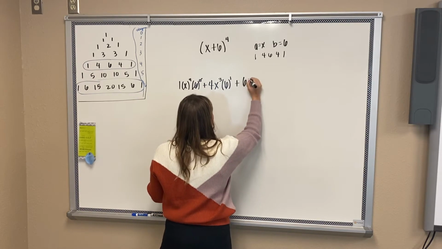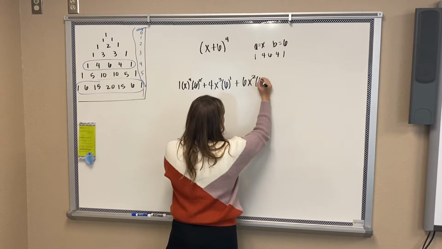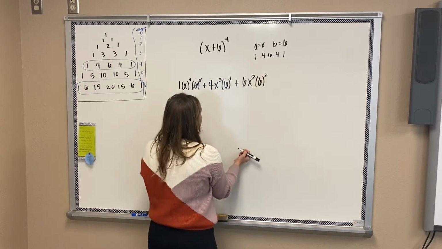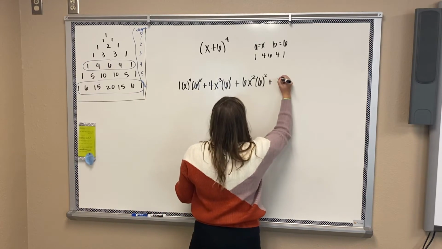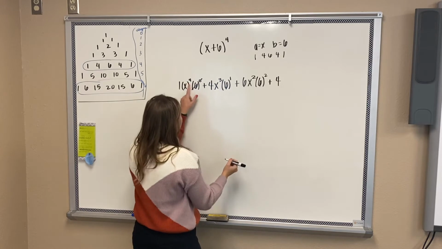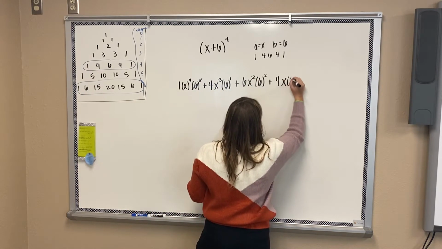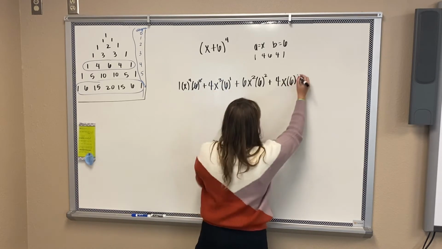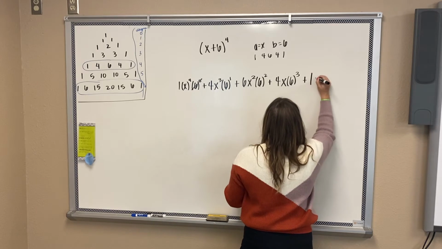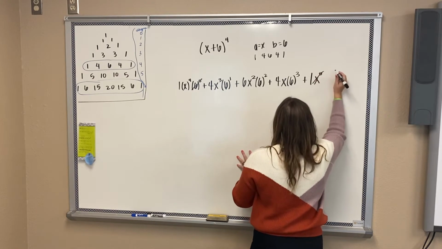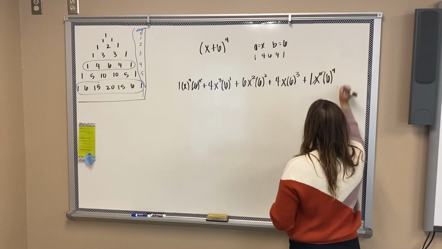Plus 6 times x to the 4, 3, 2, and then 6 squared, 0, 1, 2. Plus 4, x to the 4, 3, 2, so just x, and then times 6 to the 0, 1, 2, 3. Plus, lastly, we have 1, x to the 0, which is nothing, times 6 to the 4th power.